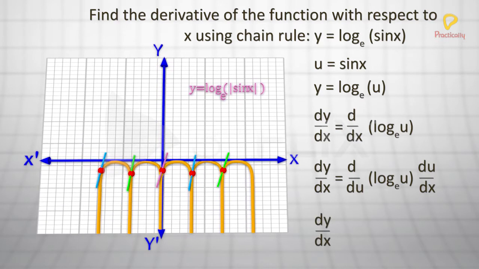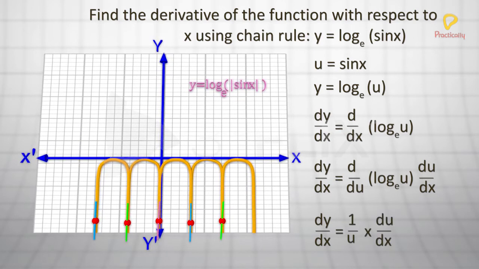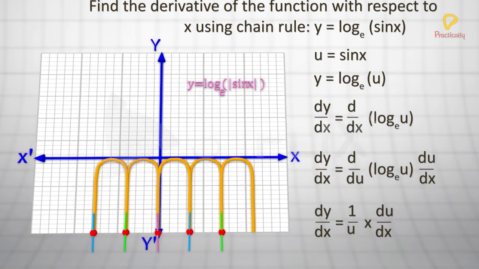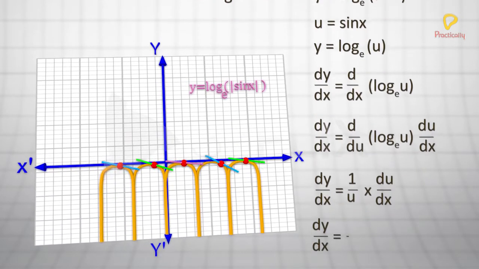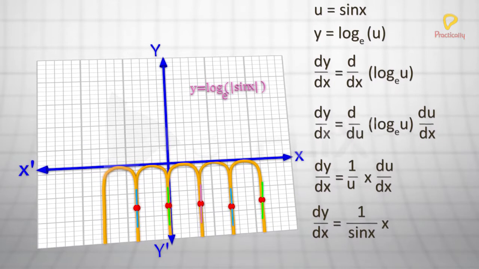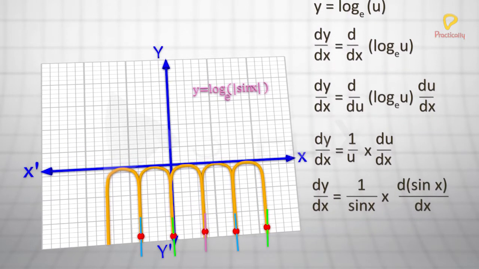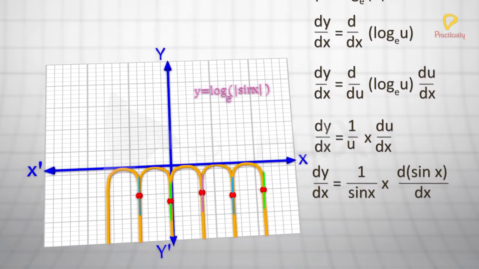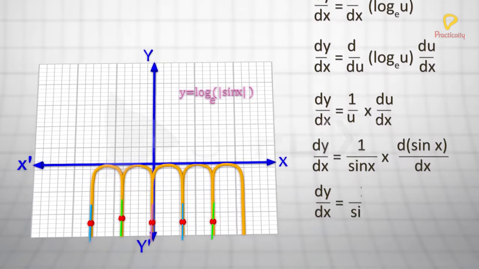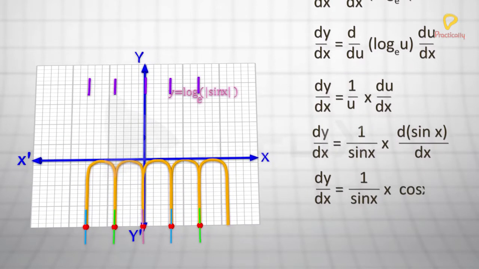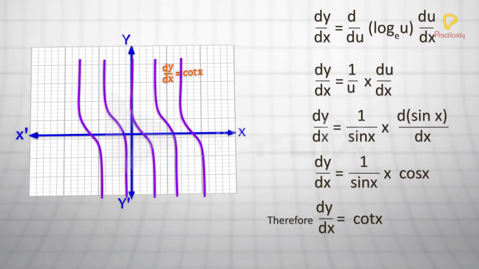Then dy by dx is equal to 1 by u multiplied by du by dx. Now, substituting u is equal to sine x, we have dy by dx is equal to 1 by sine x multiplied by d by dx of sine x. So, dy by dx is equal to 1 by sine x multiplied by cos x. Therefore, dy by dx is equal to cot x.